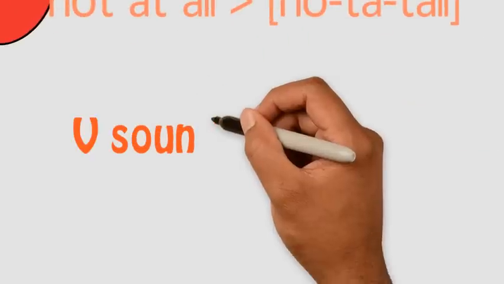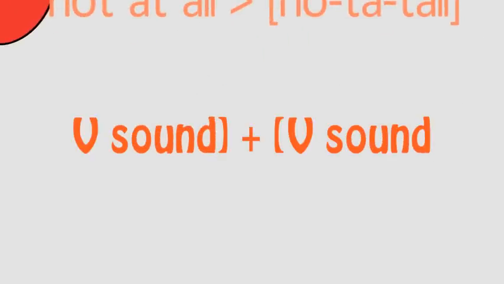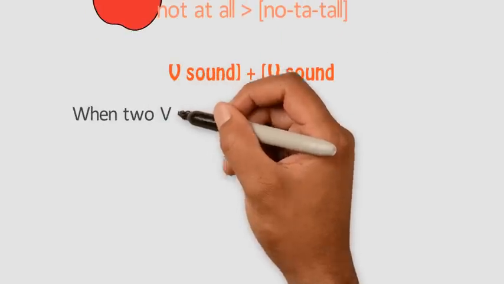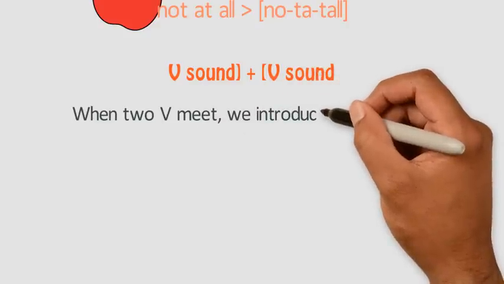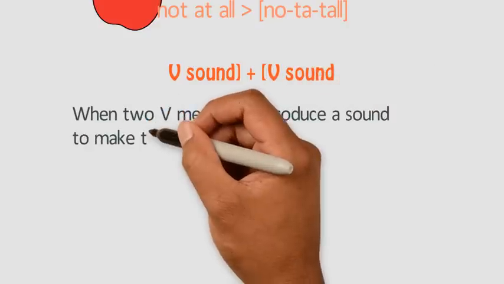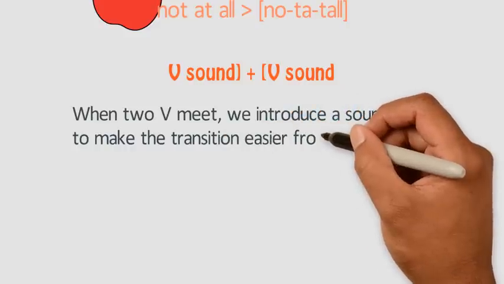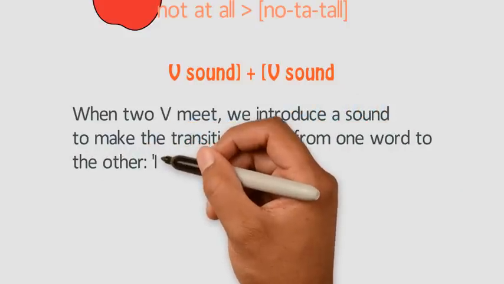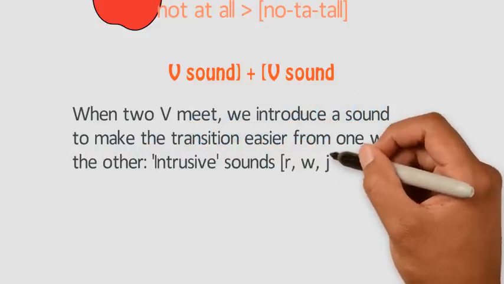Now the second case. A final vowel sound plus an initial vowel sound. Following the logic from the linking R, we will introduce a sound to make the transition easier from one word ending in a vowel to the other beginning with another vowel. These are called intrusive sounds.